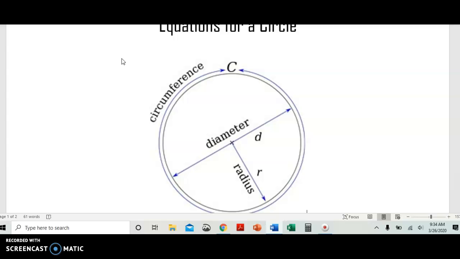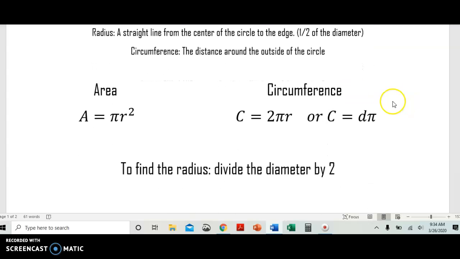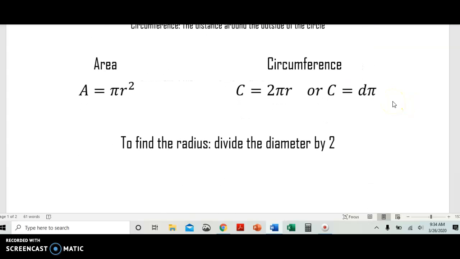And the last key word that you guys need to know is the radius. The radius starts at the exact center of the circle, and it goes straight to the edge of the circle. So that is called the radius. And a nice thing about the radius is it's actually half the distance of the diameter. So anytime that you see a diameter, you know that if you're going to divide it by 2, you will be able to find your radius. Now, why is this important? Well, it's because this is the information that we need in order to do these two formulas right here.